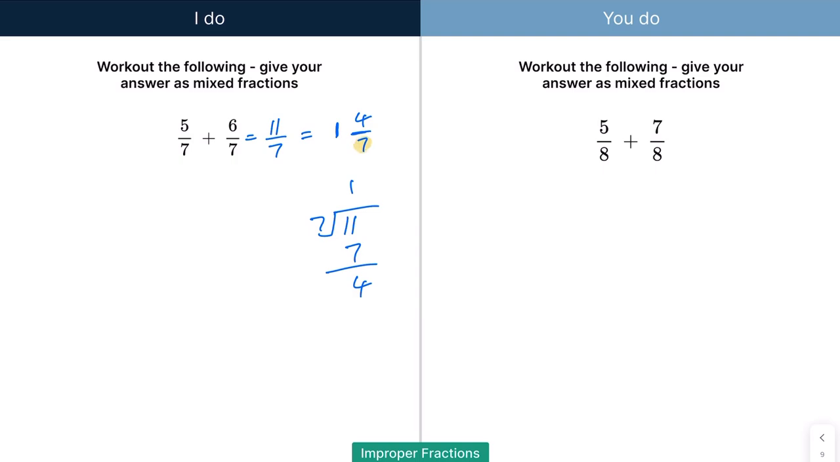So if I just use my yellow highlighter, the 7 at the bottom stays there. The 4 comes from here, which is the remainder. And then the 1, if I use red, comes from here.